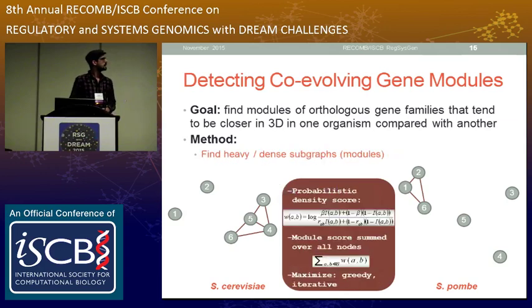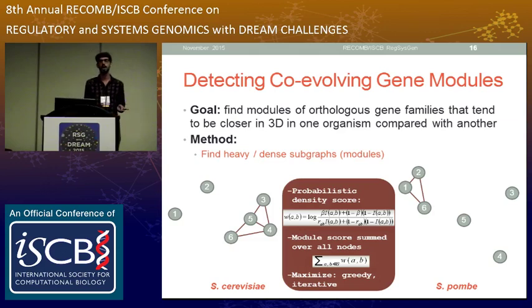And now we have a graph of interactions between families. So next, we are looking for modules that contain multiple families, sets of families that are significantly enriched with such interactions. And to this end, we use a probabilistic density score and look for heavy or dense subgraphs in these networks.